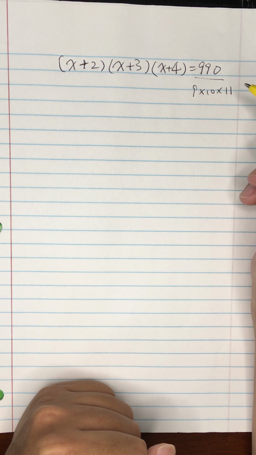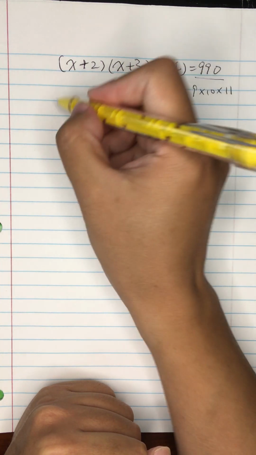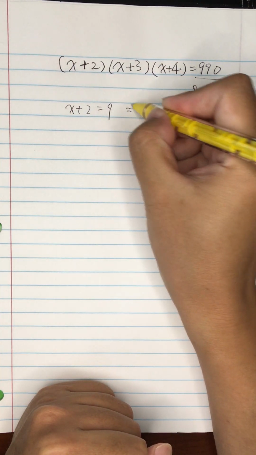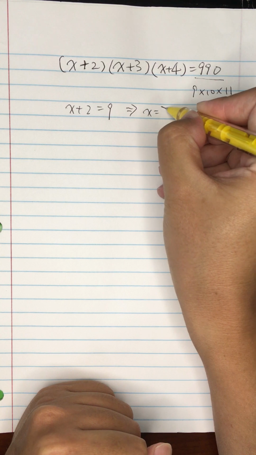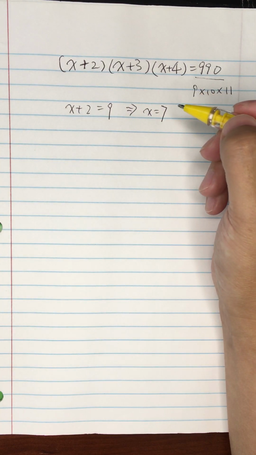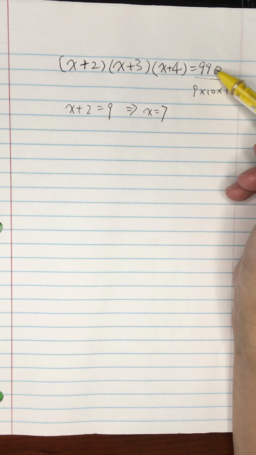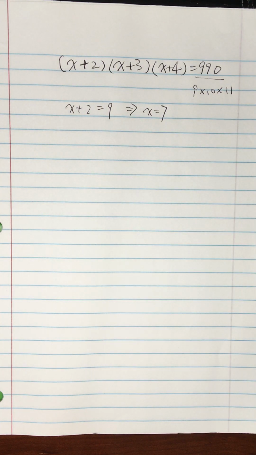So that's three consecutive numbers multiplied together. You can guess that x plus 2 is going to equal 9, right? And then you can figure out x equals 7. If you substitute x equals 7 into the left hand side, you're going to get 990. But is x equal to 7 the only solution? Do we have other solutions that might not be integers, might be floating point numbers or fractions, that kind of thing, right?